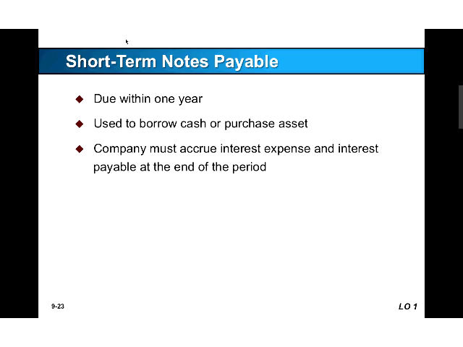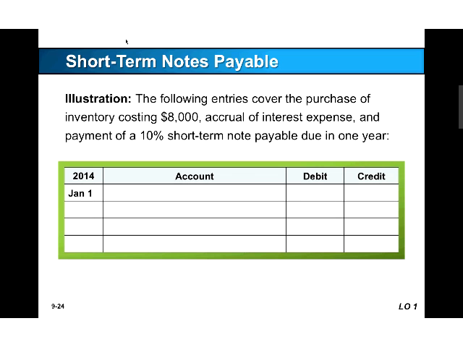With short-term note payable, I've got a series of 3 journal entries. I would star them because they're going to look the same every time we do them. Just the numbers will change. So let's say we've got this example: the following entries cover the purchase of inventory costing $8,000. We're going to accrue interest expense and pay off the note at the end of the year. Those facts are all given to us.